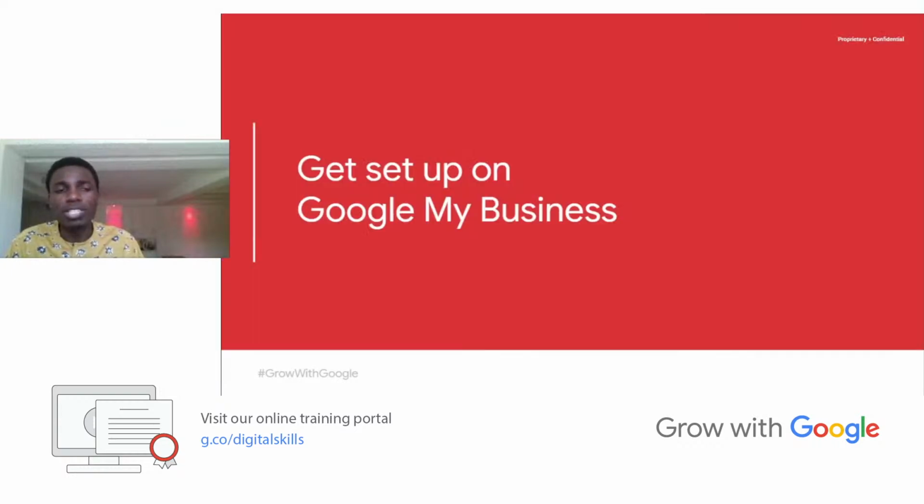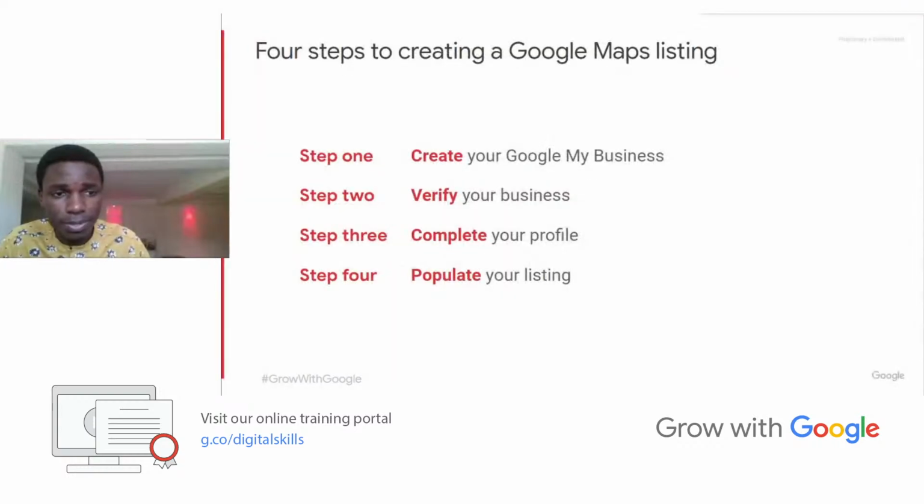Great. Now let's talk about how to set up your Google My Business profile. There are a few steps. I call them the CVCP, right? The first step, you need to create. The second step, verify. The third step, complete. And the fourth step, you need to populate your listing.